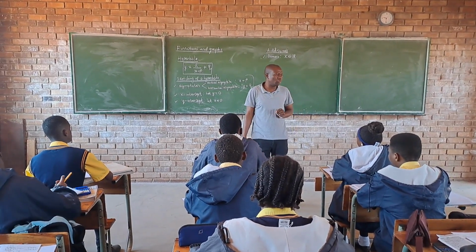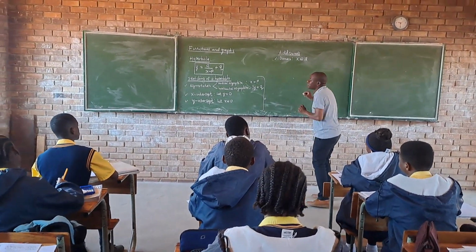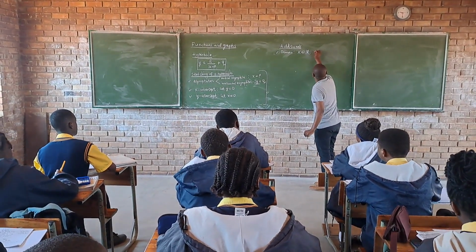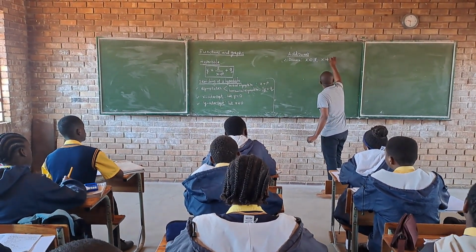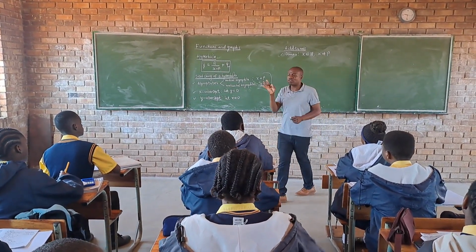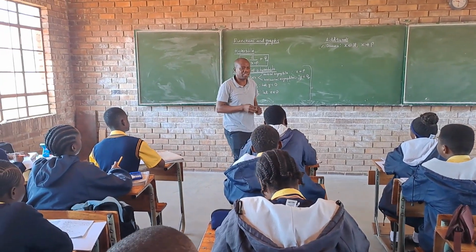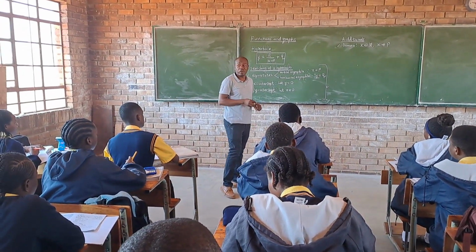The asymptotes. Are you there? Yes. So what is the vertical asymptote? X should not be equal to p. We only restrict the vertical asymptote. Are you following, guys? Yes.